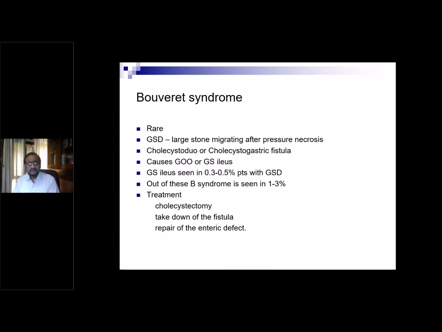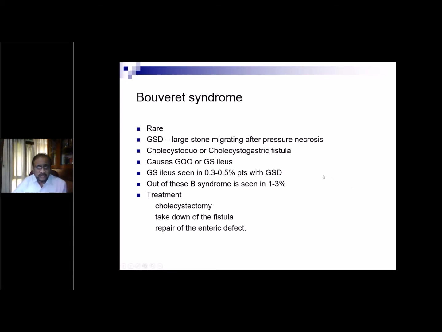Is that clear? Coming to the Bouveret syndrome. Bouveret syndrome is basically a rare syndrome. And here what has happened is that the gallbladder stone has migrated after pressure necrosis, just like in Mirizzi. Here it has migrated where?